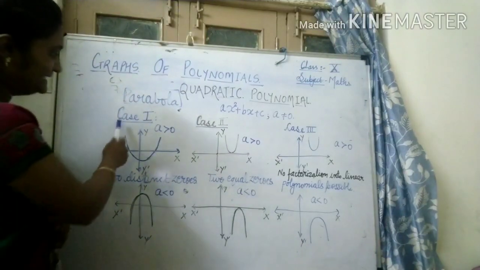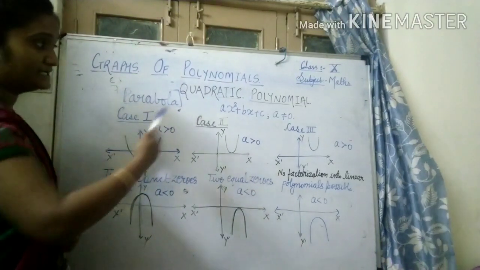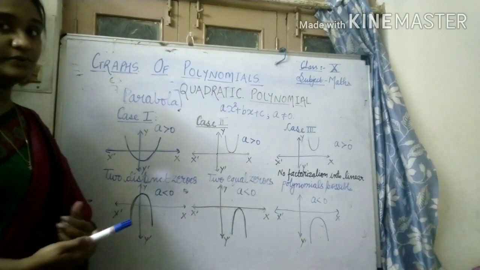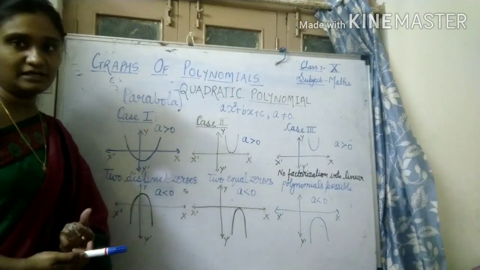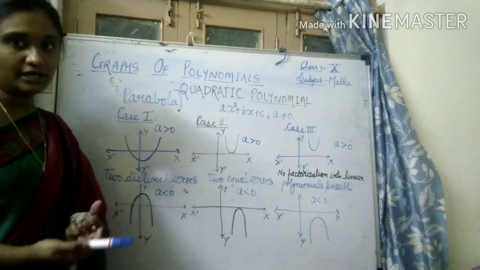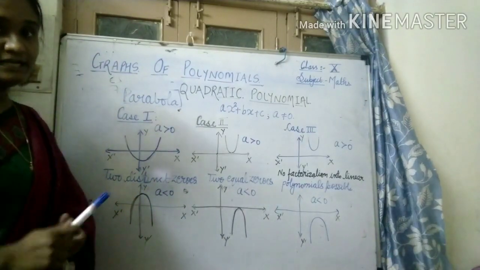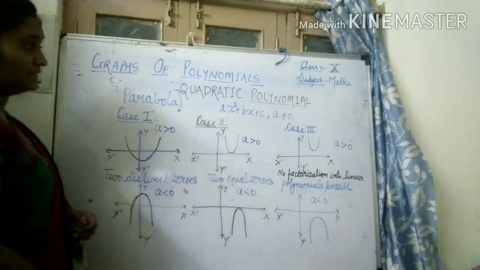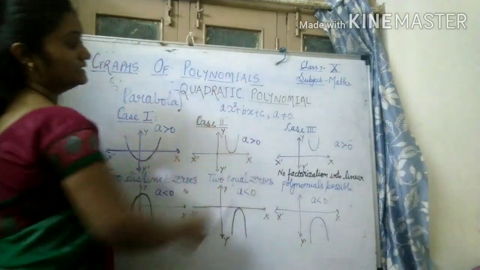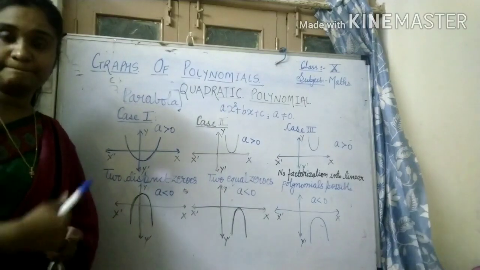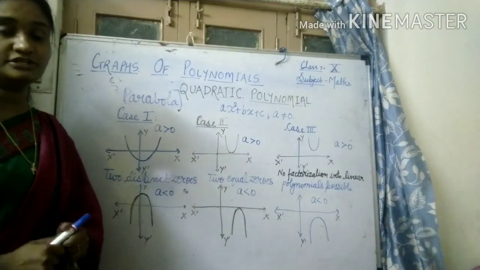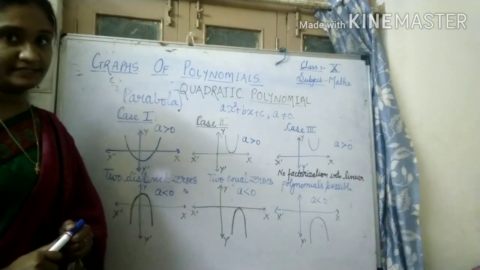Now you might be thinking, what is case 1, case 2 and case 3? Always we are not going to get the same type of parabola when we are trying to plot a quadratic polynomial on a graph paper. It totally depends upon the value of a, that is the coefficient of x square. You have to remember one thing.